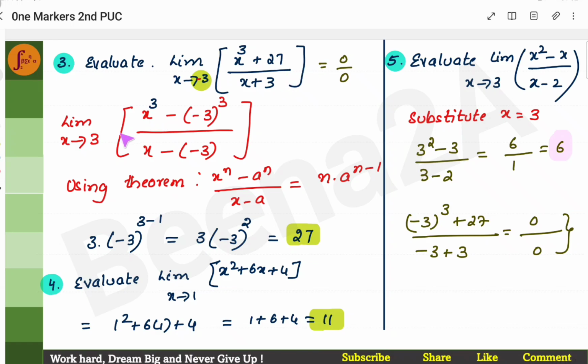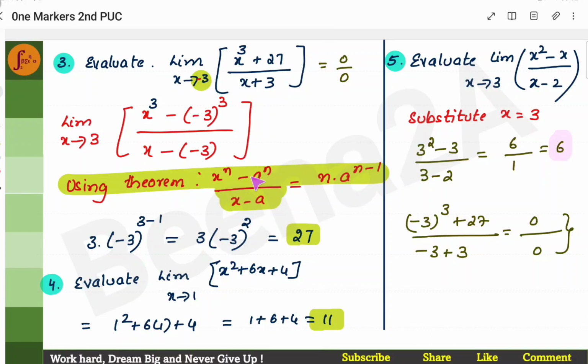So, what's the different method? Immediately we'll see if you can apply the limits theorem. What is the limits theorem? This is the limits theorem. If you have an expression of the form x to the power n minus a to the power n by x minus a, then you can write it as n into a to the power n minus 1. So, this is a very important limits theorem.